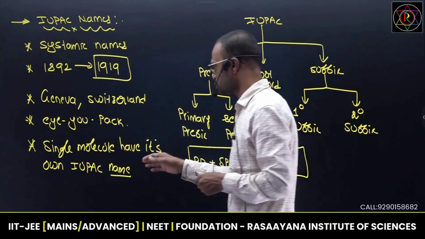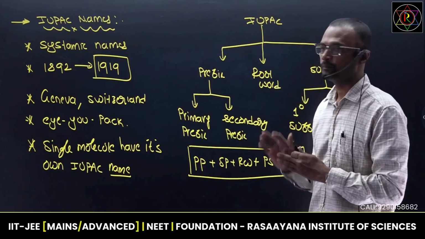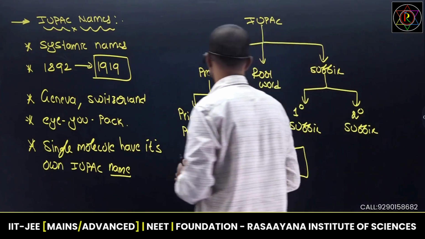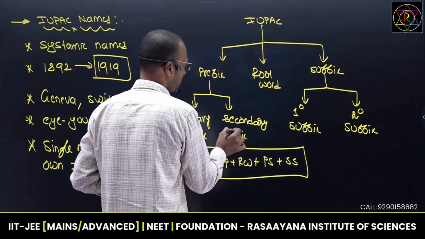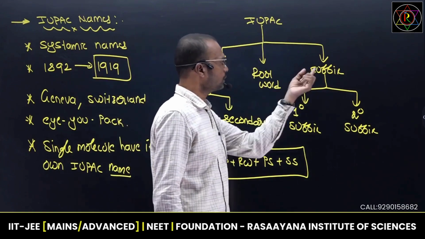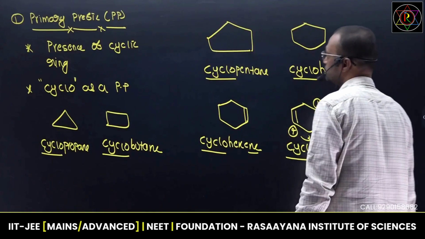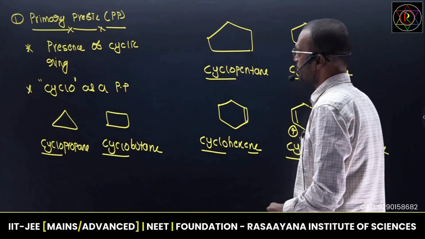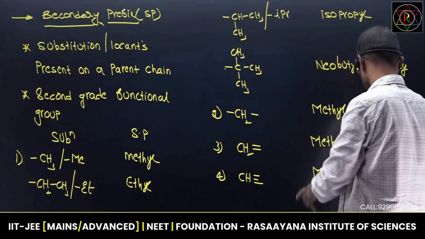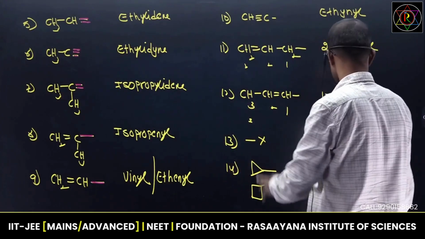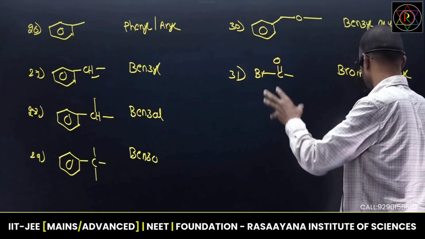Every organic molecule has its own name, that is, a single molecule has its own name. IUPAC name is a mixture of 5 words: primary prefix, secondary prefix, root word, primary suffix, secondary suffix. What does the primary prefix indicate? Primary prefix indicates the presence of rings, use cyclo. Secondary prefix, all are substituents. Just remember the names of the substituents. All substituent names are given. Okay, so if you remember these names, then you can apply them very easily.